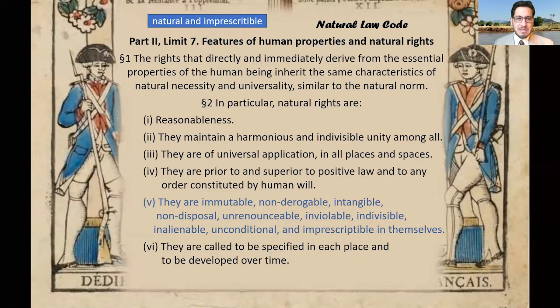I will say that we have to read once again the first paragraph of the code, of article 7. The rights that directly and immediately derive from the essential properties will have all these characteristics. Not all of them, not the consequences of the rights. One thing is the right to freedom, because we have the will, and it is a freedom, a property of the human being. And as such, the right to freedom you cannot give to anyone.